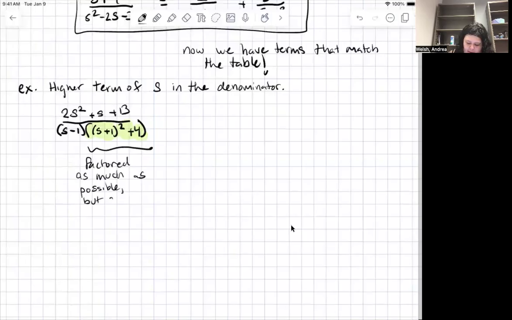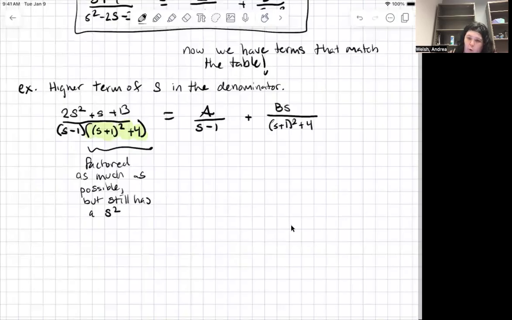But it still has an S squared, so we treat it in a similar way. We have A over S minus 1. That's all the same. But now for our second term, because the numerator has an S squared, what we want to do in the denominator is have one power lower.